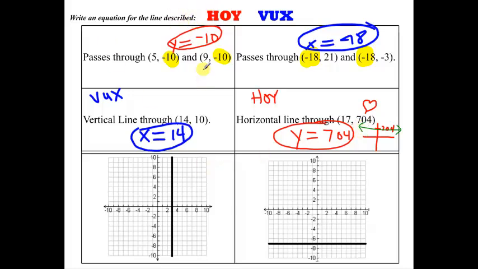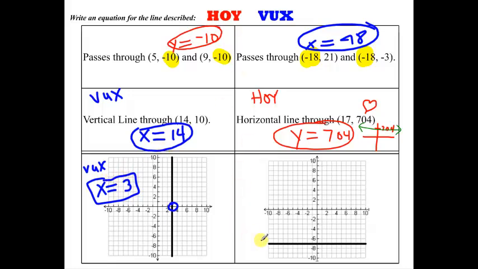Okay, last couple, there is a graph for us. Now, what kind of a line is that? That's a vertical line. So this is going to be from our little memory trick. This is a VUX, vertical line. So I would write this as an x equals. What does x equal for that whole line? You can find it real easy if you can tell me what x equals right here. That's going to be x equals 3. So that's the equation of this line.